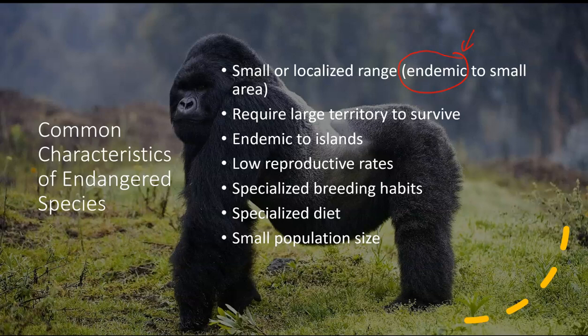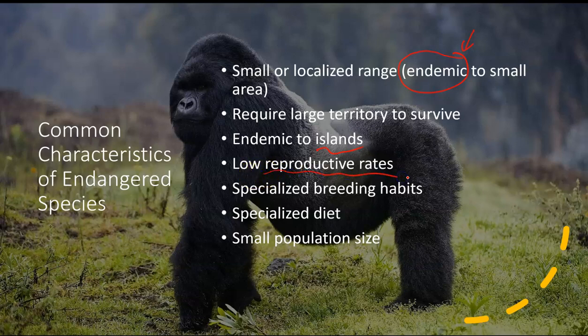We talked about island biogeography already, but if they are endemic to islands, that means it's very difficult to migrate to new habitats, or they might be highly specialized to that island. And when some damage happens to that island, which could be natural or human caused, those species have a hard time recovering. Low reproductive rates.